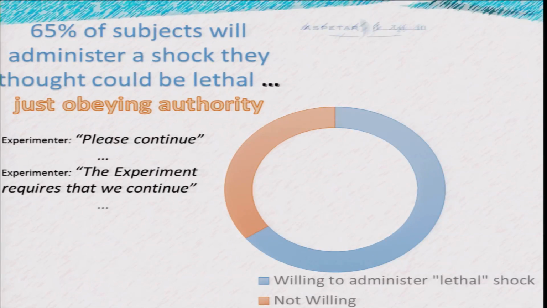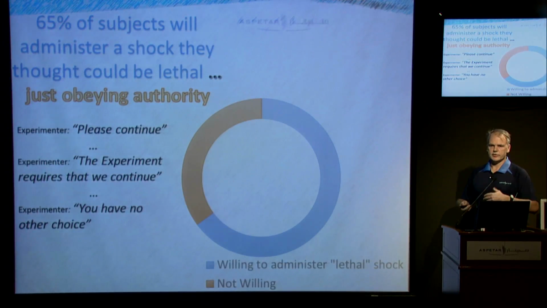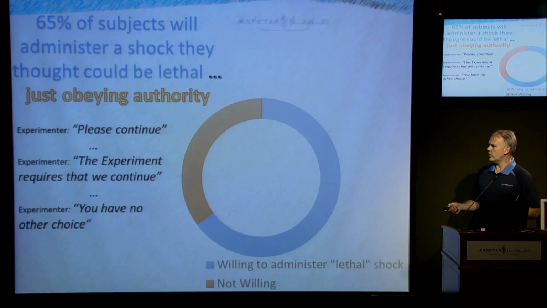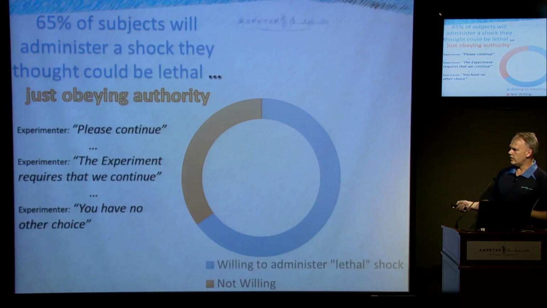So if we remember that 2 out of 3 of these subjects are going to administer a lethal shock, the whole thing is they were just obeying authority. Now Milgram knew that people weren't just going to go along with this and ramp it all the way up. So the person who played the experimenter had a very tight script that he had to follow. Every time you disagreed with him and said, I don't want to do this, he had to say exactly from the script what to tell the person to do. So it went something like this.